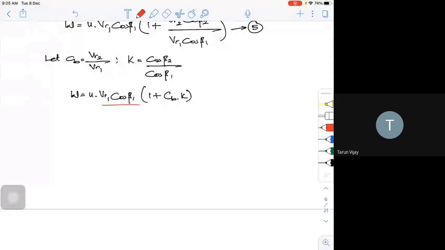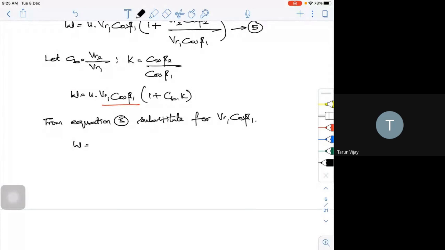Substitute for VR1 cos beta 1 from equation 3. If I substitute, what will happen to your W? Your W is equal to U into V1 cos alpha 1 minus U into 1 plus CB into K. I can call this equation number 6.